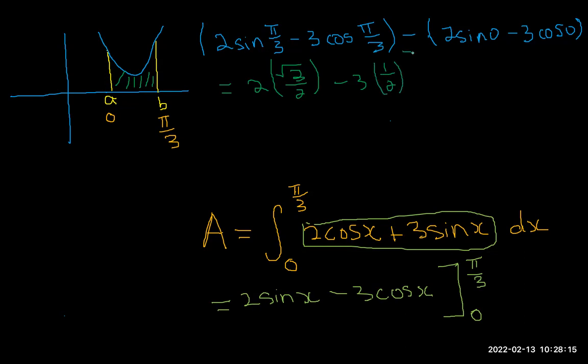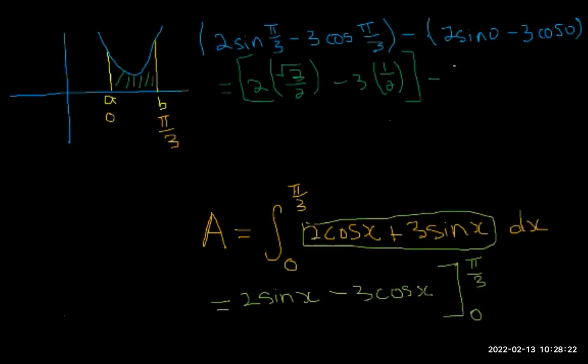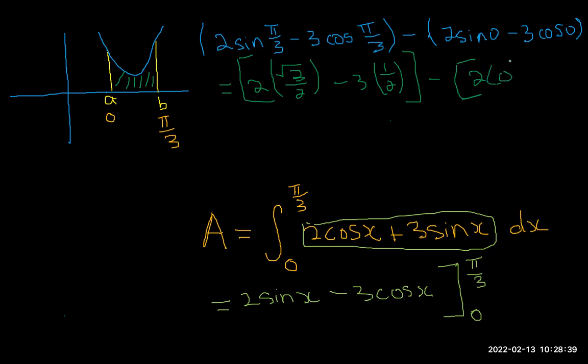Okay, so this is my first bracket. I need to find this value. My second bracket now is minus sine of 0. What's the value? Zero. Sine of 0 is 0. Minus 3 cos of 0. What's cos of 0? 1.